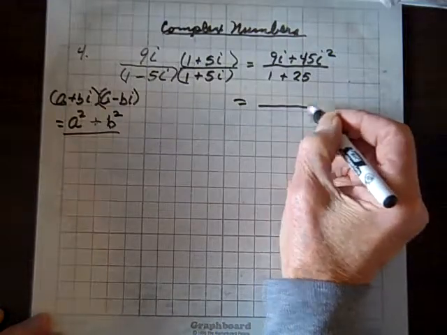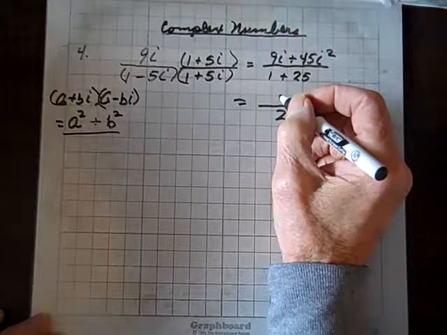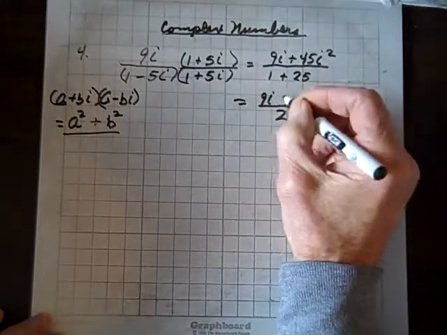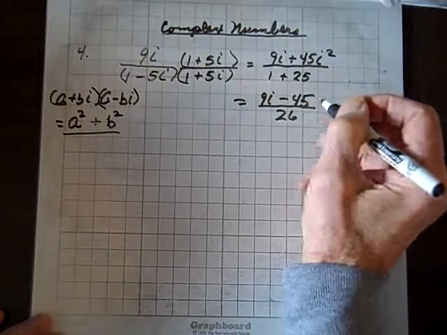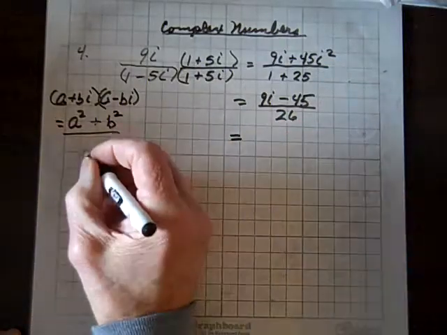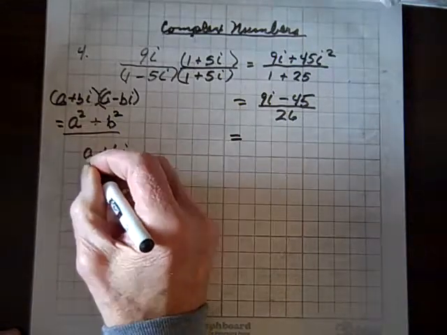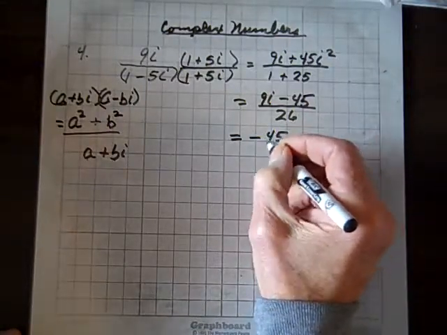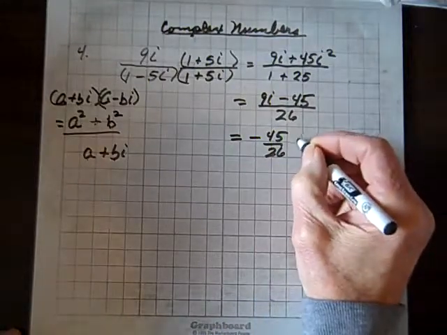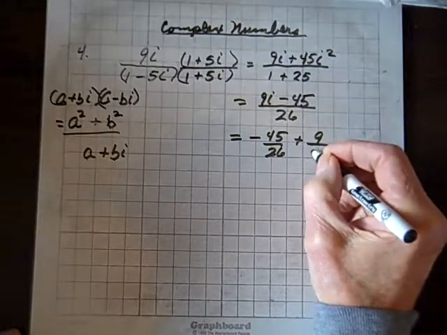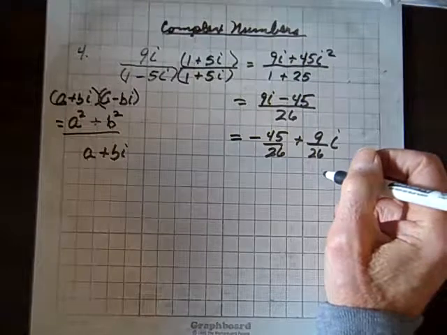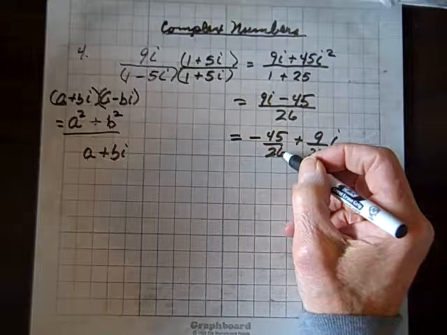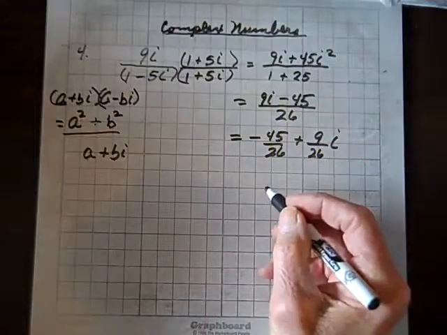Now we have 26 downstairs, 1 and 25. And now let's see, this is going to be i squared, so that's 9i, and i squared's minus 1, so that's minus 45. Now, we have to write two separate terms in the form of a plus bi, real part first, imaginary part second, two separate terms. So that'll be negative 45 over 26 plus 9 over 26, and we'll stick a nice big i there. And we are done. Notice nothing reduces here. The only factors of 26 are 2 and 13. And so nothing's going to divide out, and we are done.